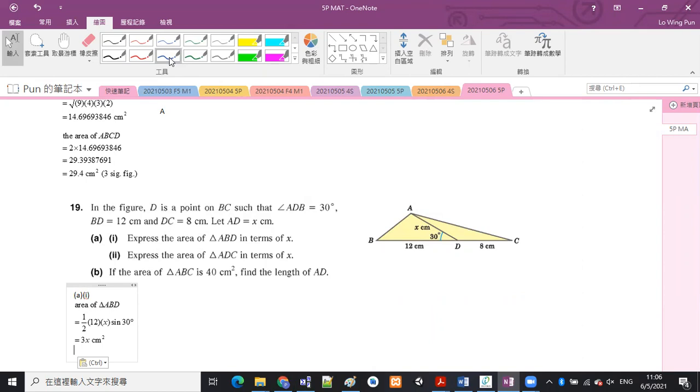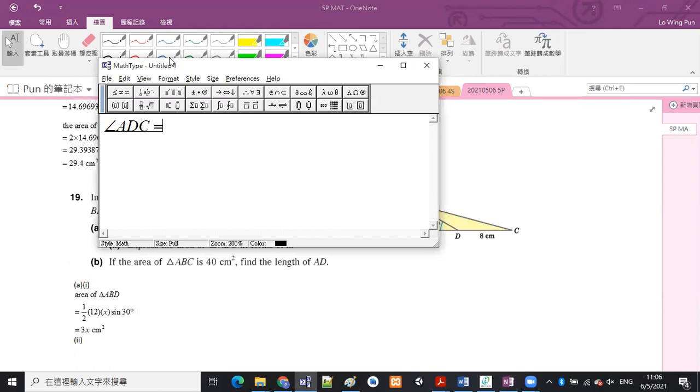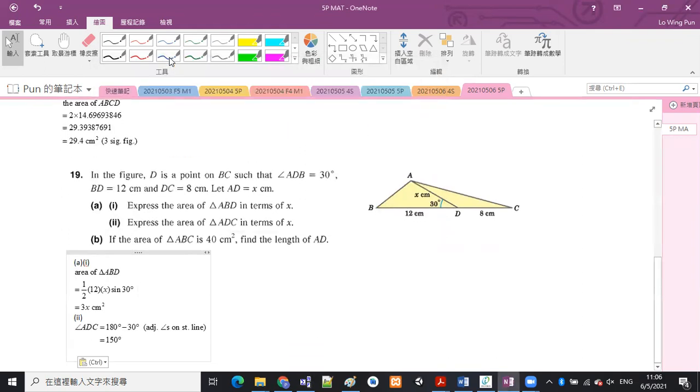You see this? Because this angle ADC and the 30 degrees is a pair of adjacent angles on this straight line, the sum of these two angles must be equal to 180 degrees. Okay? So let's start with this. We are at A2 now. Angle ADC is 180 degrees minus 30 degrees, and this is adjacent angles on a straight line. And that should be 150 degrees.